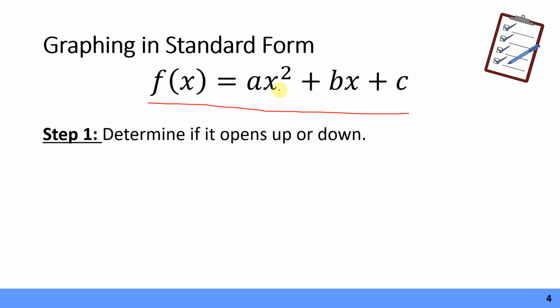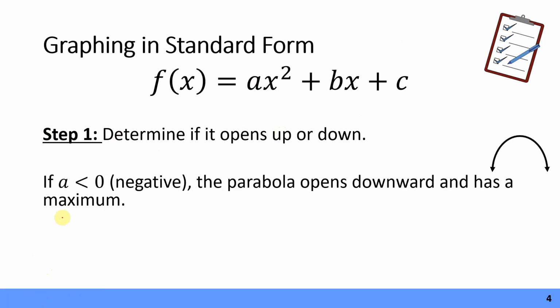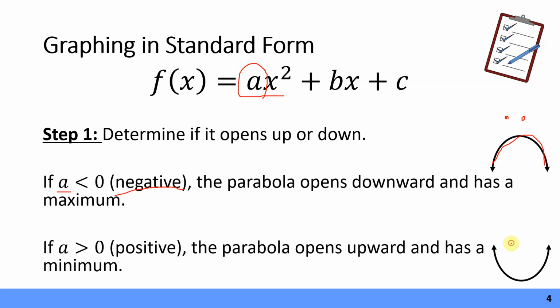Now, in order to graph an equation that's in standard form, we're going to follow some steps. So the first step we're going to follow is determine if it opens up or down. Because remember, a parabola could look like this, or it could look like that. So in order to determine which one of those two we're going to have, we're going to look at a. And a is the number in front of the x squared. Okay? If a is negative, that means that the parabola is going to open down. So again, negative is kind of like a sad face, right? So it's going to open down. Now, if a is positive, then that is kind of like a happy face, right? That means that the parabola is going to open up.